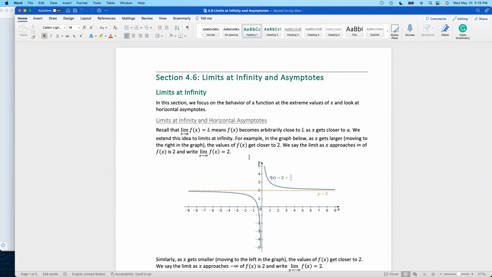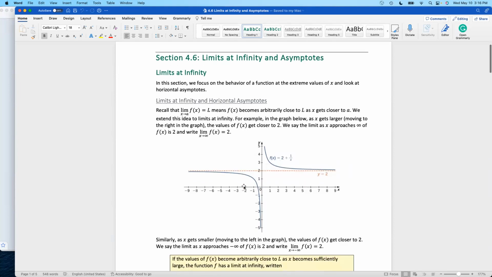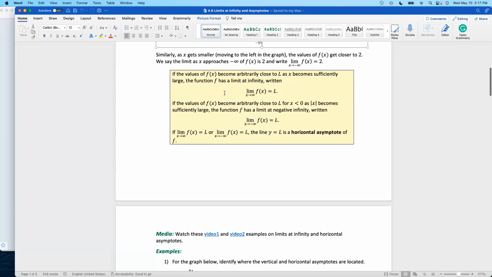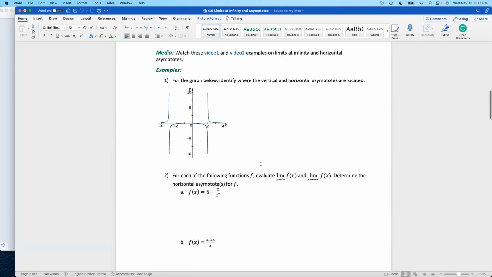As x approaches negative infinity. So if I'm going backwards on the graph, what are these y values going toward? Also 2. Why does that happen? Because 1 over x there goes to 0. And so you get something that goes like 2 plus 0. Okay, so you can pause at some point and write all this down so you have it in your notes. But that's what we're talking about, horizontal asymptotes.